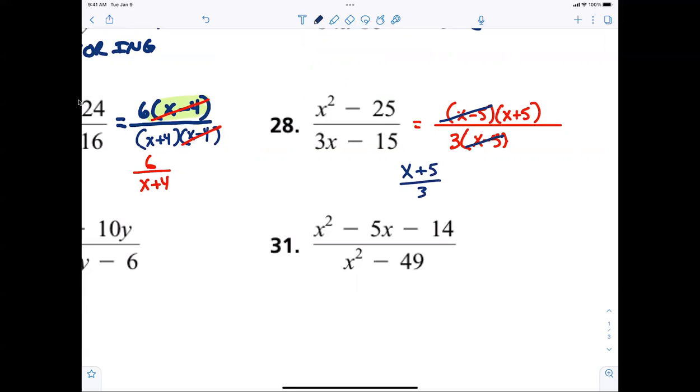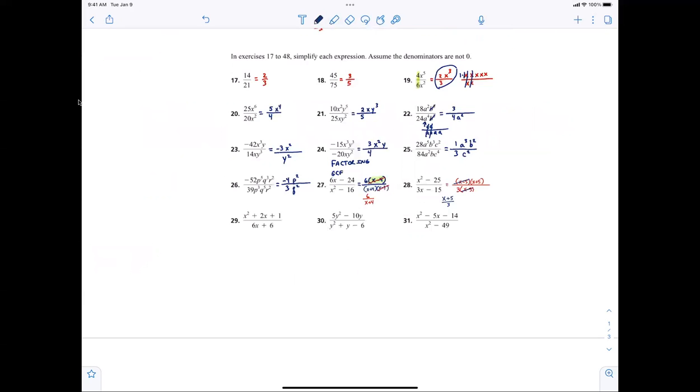Do you have to have the parentheses now? No. But if you want, you can. It's not wrong. All right, so just factoring. That's all you have to do. Factor, factor, factor, cross out. All right, so here we go. 29.